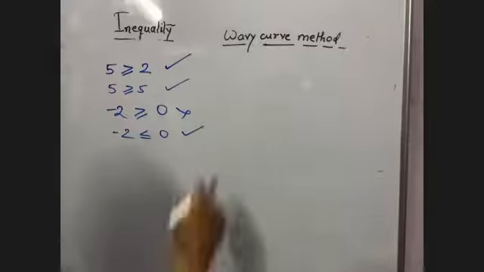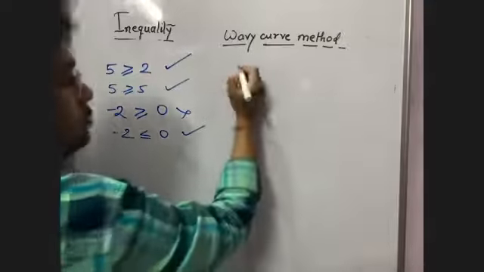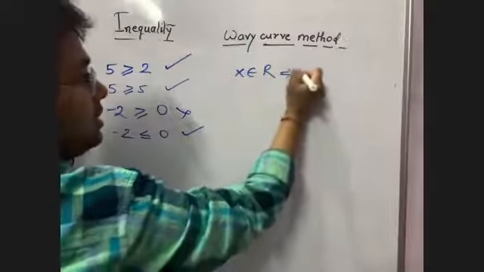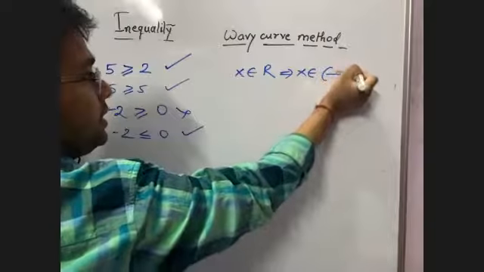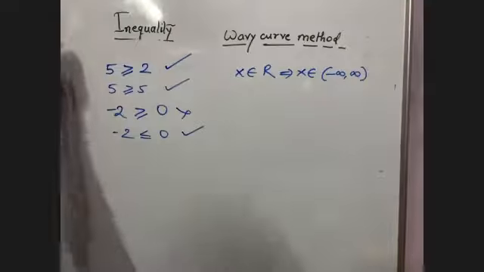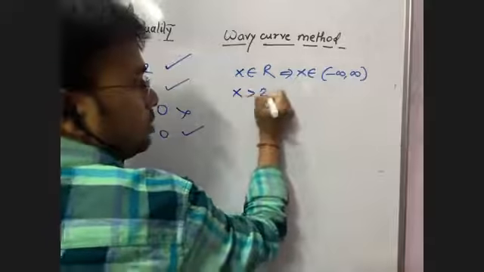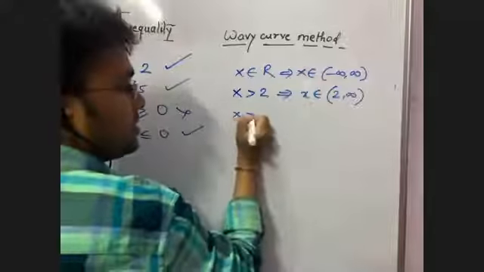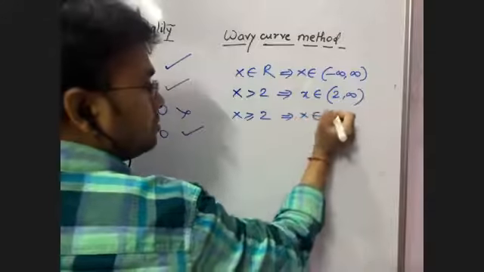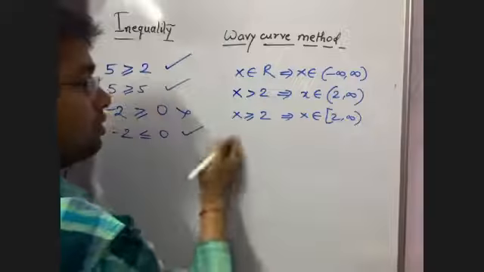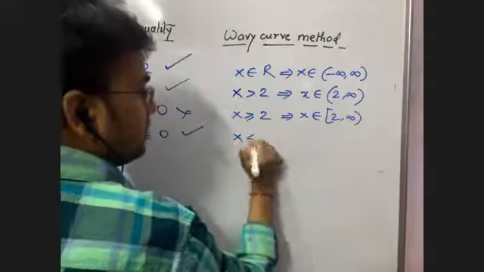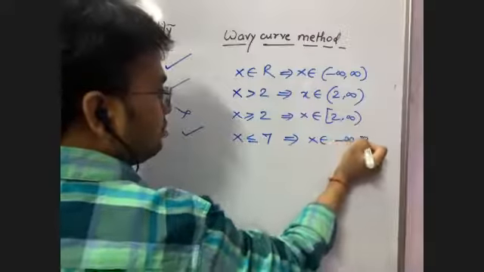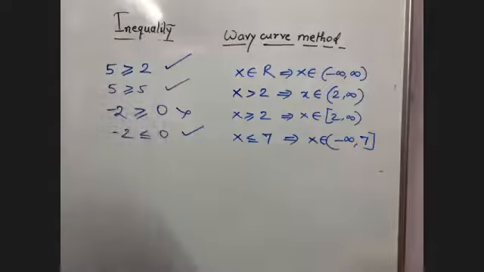Talking about the brackets, a few students were asking. Suppose x belongs to all real numbers. I can also write it as x belongs to -infinity to infinity. If x is greater than 2, I can write x belongs to (2, infinity) with an open bracket. If x is greater than or equal to 2, I can write x belongs to [2, infinity). If x is less than or equal to 7, I can write x belongs to (-infinity, 7]. I hope things are clear.